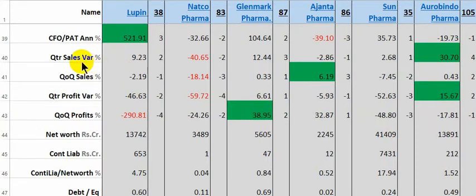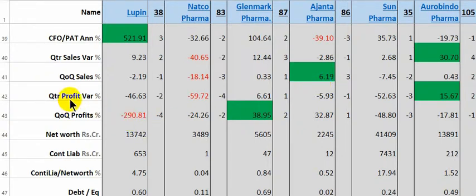When we look at the YOY sales growth, the highest sales growth was in Aurbindo and maximum fall in sales was of Natco Pharma at 40%. Short term Q over Q, Natco Pharma again had the maximum sales drop of 18%, and Ajanta Pharma had a growth of 6.19%.